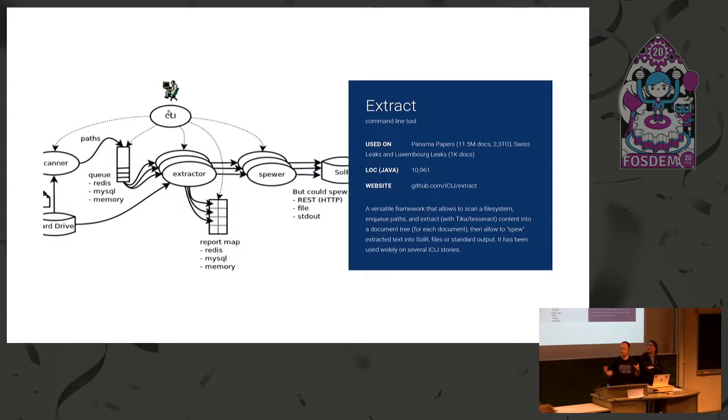So basically it was scanning the file system. We received some leaks on a USB key or a hard drive or whatever, and then it's scanning the file system and putting all the paths in a shared queue. Then there are extractors based on Apache Tika that are extracting the text and feeding a report map, to be able to see afterward which files have not been extracted correctly. And then it's sending the text to a spewer that is outputting the text into several outputs like a REST service, a file or stdout. With Extract, most of the time it was SolR. That was the index that was used at the time. And that was one of the problems that we were facing, and we will talk about this later.